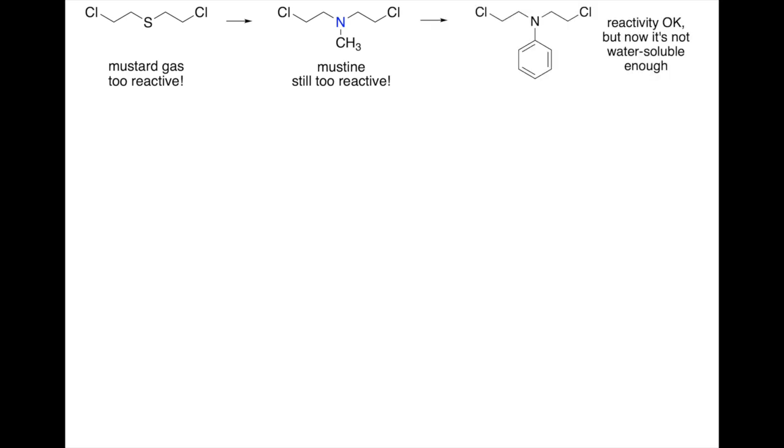The next round of synthetic changing it was to put a benzene ring on that nitrogen. So picture that lone pair on nitrogen. Now that lone pair is conjugated into the benzene ring, and so it's a little bit less basic, a little bit less nucleophilic because it is spread out more. So now the reactivity seems a little bit safer, a little bit less byproducts, but now we've got a water solubility problem. It's too lipophilic. It won't get into the bloodstream like it needs to. So we need to engineer something like this that is more water soluble.